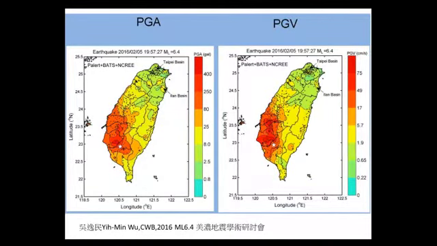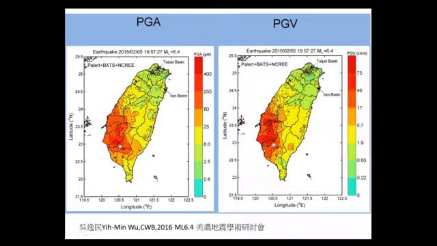This slide is the recorded PGA and PGV of the earthquake. As you can tell, all the little dots are seismic stations. Around the Tainan area, this corner is Tainan. Around the Tainan area, the maximum recorded PGA is roughly about 0.25 G. Near the epicenter, the recorded PGA is roughly about 0.4 G. The peak ground velocity, on the contrary, in the Tainan area is roughly about 50 to 80 centimeters per second.